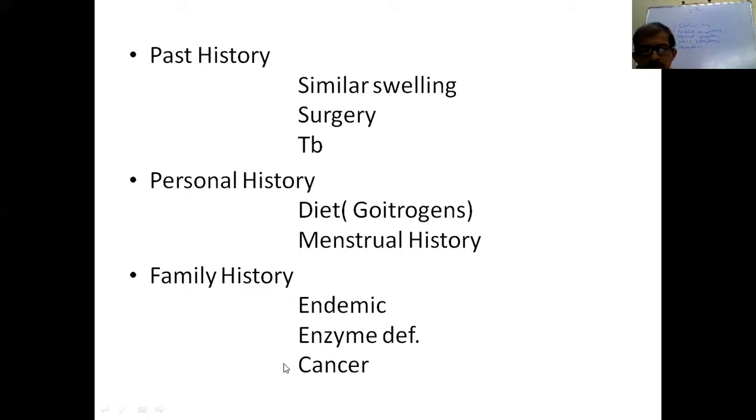Already we talked about enzyme deficiency, that is peroxidase deficiency. There may be family history of malignancies, particularly thyroid malignancies. And in past history, of course, I didn't tell you, but for completion's sake, previous history of radiation is very important.